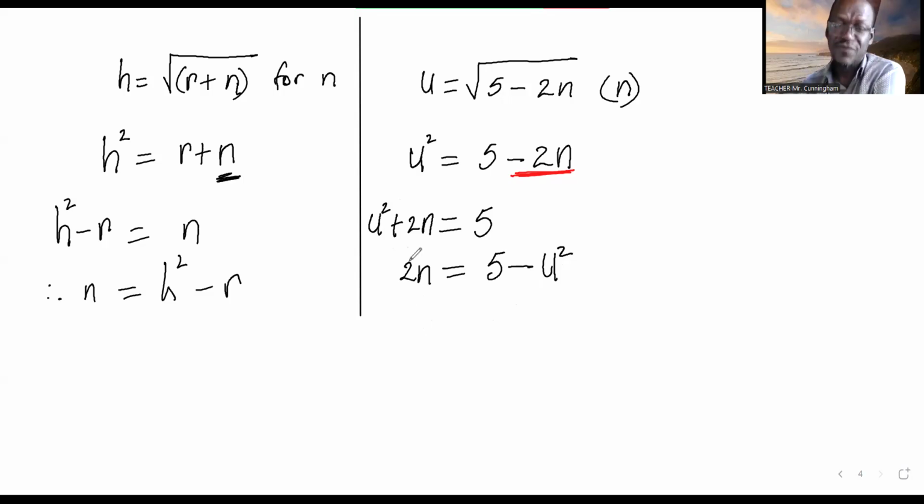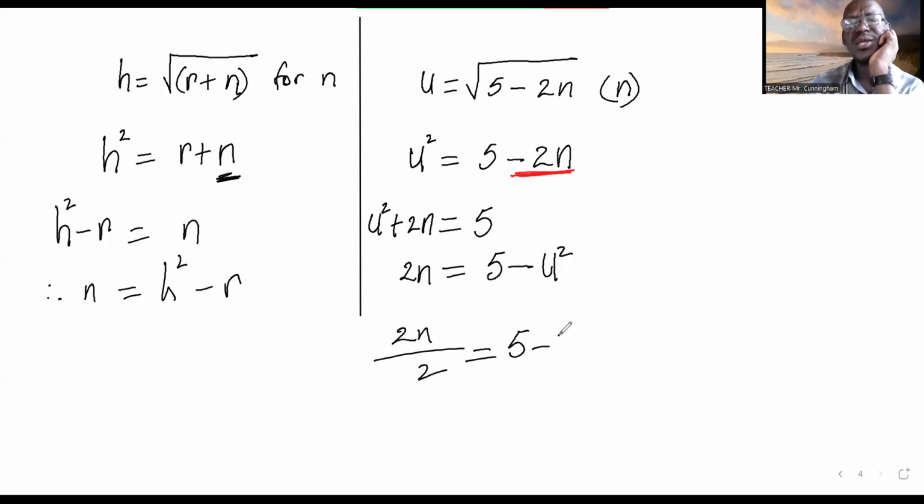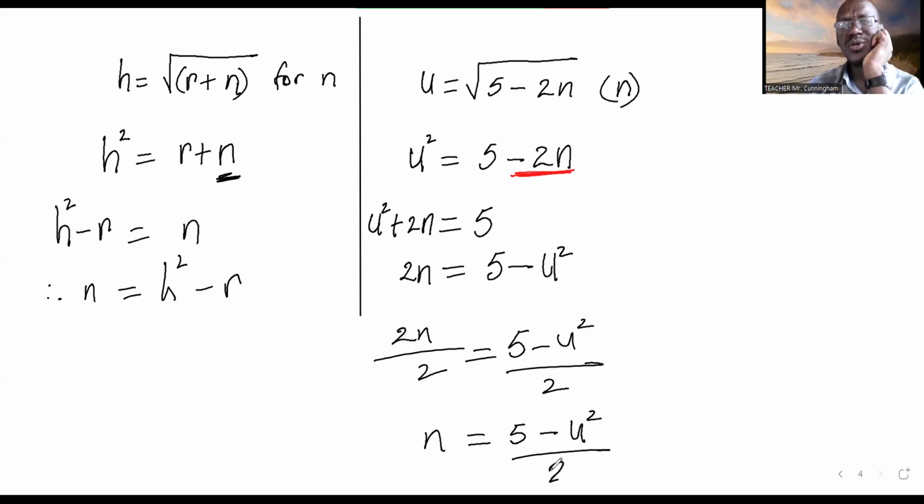So n, we're dividing throughout by 2. Whatever you do on one side, do on the other side. So n is equal to 5 minus u squared on 2. Everybody got that? So this one was a little tricky.